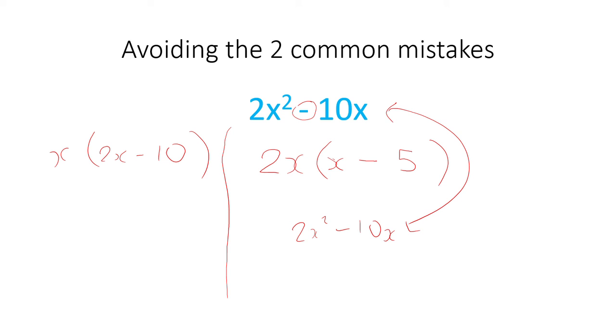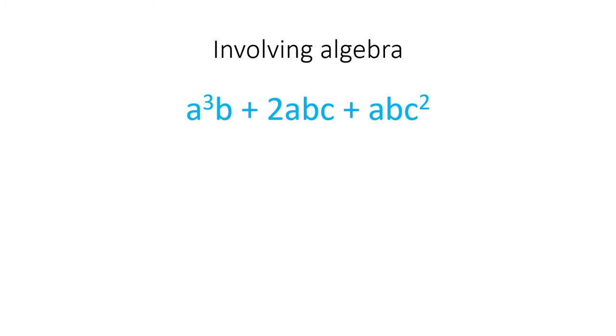Just to repeat that, the two common mistakes here, and look to avoid them, are: one, make sure you fully factorize the expression, and the second thing is look out for negative signs. And the last thing I want to talk about is factorizing when algebra is involved. Okay, so let's look at these things and think about what's common to all of them. I'm noticing that A is common to all of those three things.